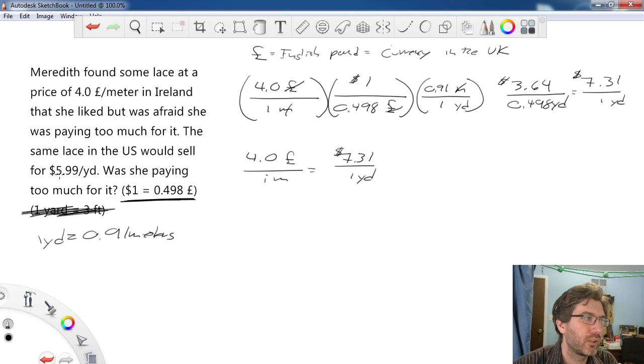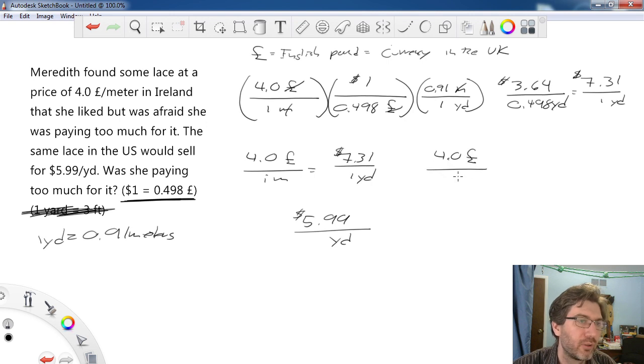Then you come back here and you look at, well, hey, where does $5.99 per yard fall? Is this cheaper or is this more expensive? You're just comparing to this number. And it is more because this is 7.31, which is a higher number than 5.99. So then you know that 4.0 pounds per meter is more than dollars per yard. So this is more expensive. That's basically what we're getting to.